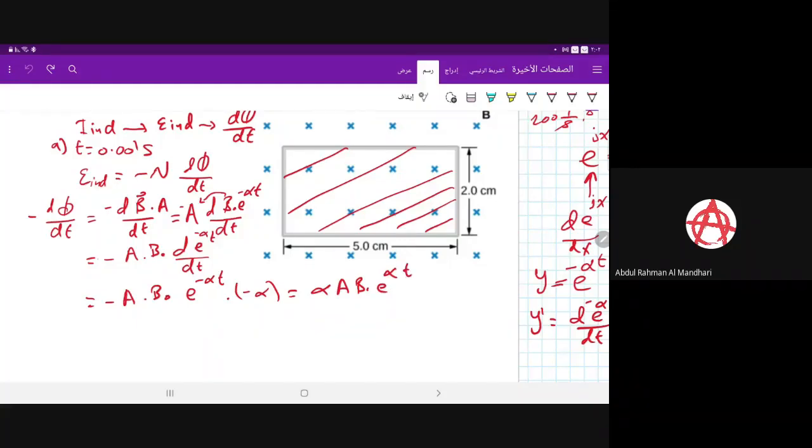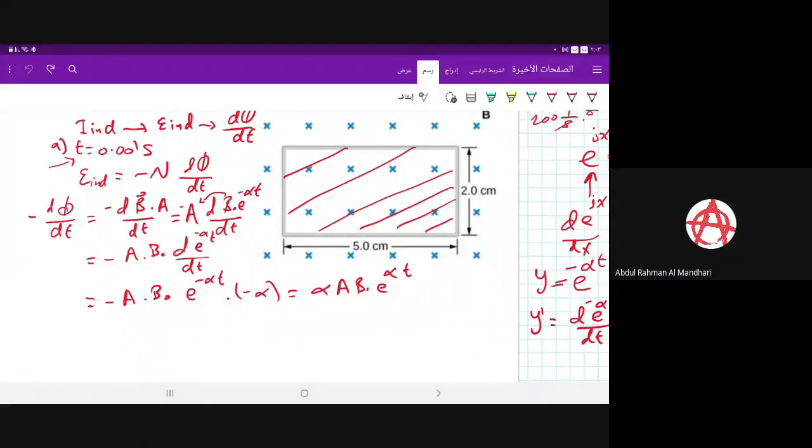Everything is known to us because we know alpha is 200. We know B is 0.25 Tesla. We know the area, which is 5 centimeter into 2 centimeter. We should make this in meters, don't forget to do that. And then you can get your result very easily at the chosen time. The time is 0.001 second. So now we can answer all of these times.